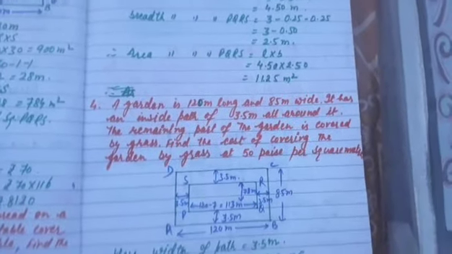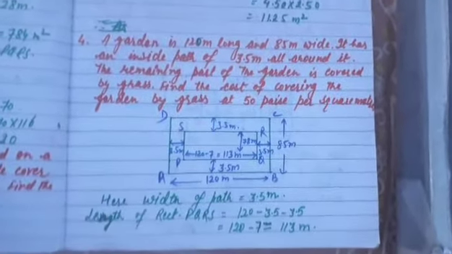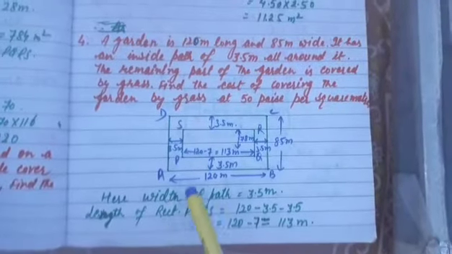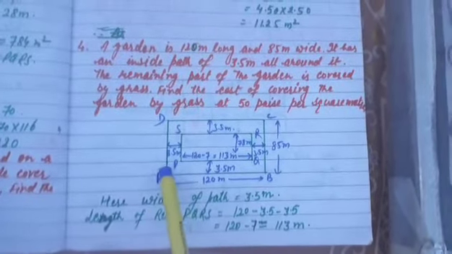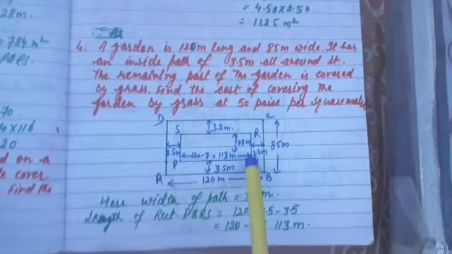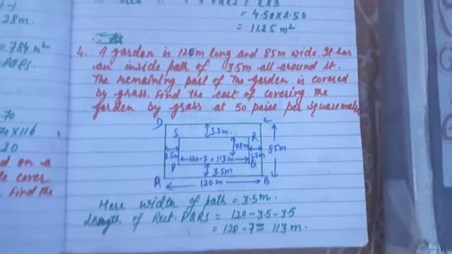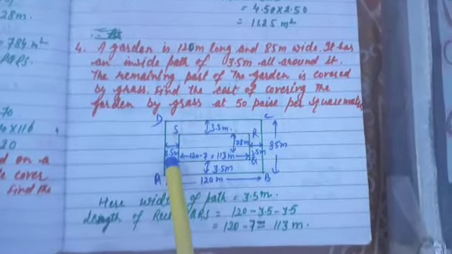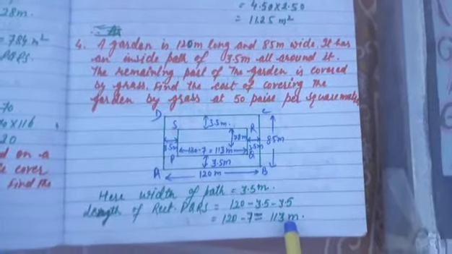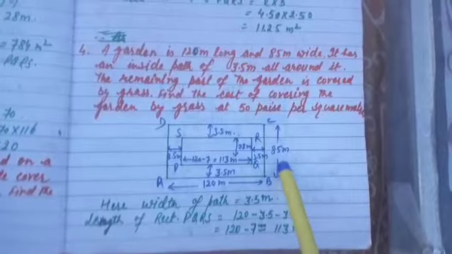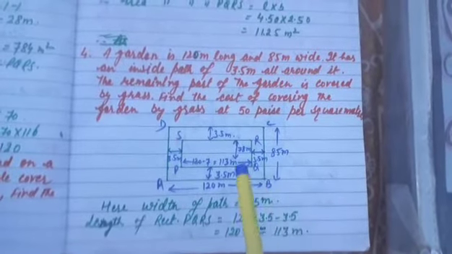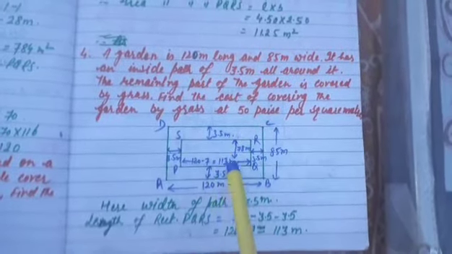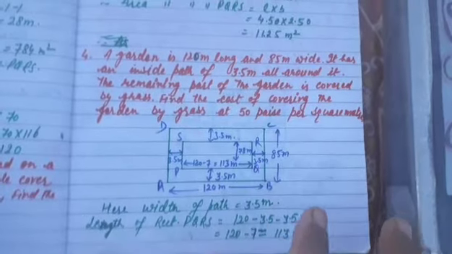So in this case we have to find the cost of planting the grass. So firstly we have to find the area of this PQRS. So what is the width of this PQ? It is 120 minus 3.5 minus 3.5, that is equal to 113. Similarly, width becomes 85 minus 3.5 minus 3.5, that is 78 meter.